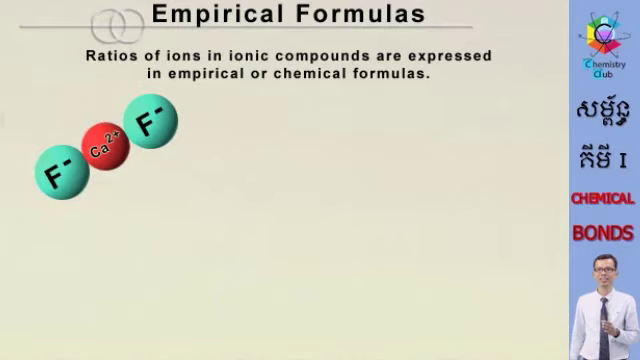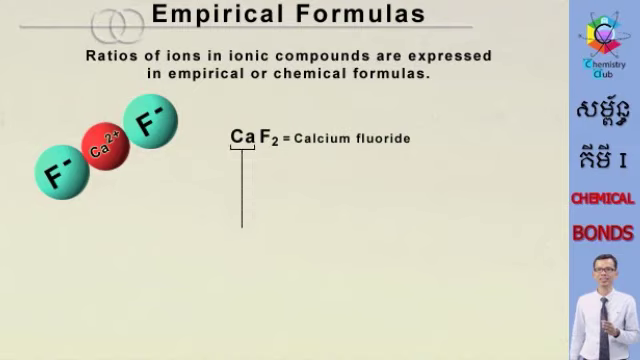Ratios of ions in ionic compounds are expressed in empirical or chemical formulas. Empirical formulas indicate the elements in a compound in their simplest whole ratio. To determine how to write these formulas, let's take a look at calcium fluoride. The chemical formula for calcium fluoride is CaF2.